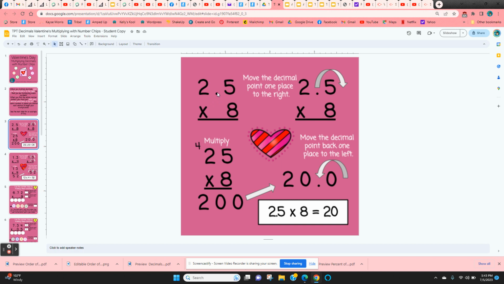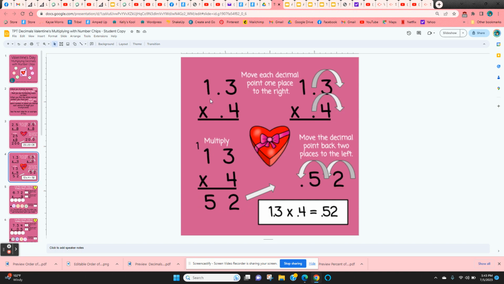So here we're going to move this decimal point one place to the right. Then we just multiply as if they were whole numbers. And when we get our product, we're going to move that decimal point back one place to the left. So the next slide gives another example, this time when you're moving your decimal point twice. So one in the top row, one in the bottom row. That's moving the decimal point twice. So in your product, you're going to have to move it back 2 spaces to the left.